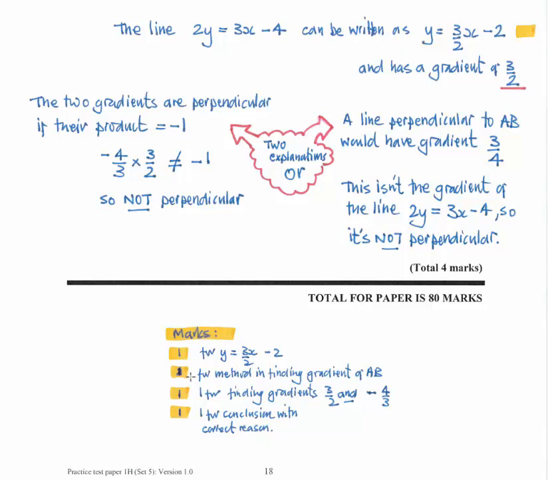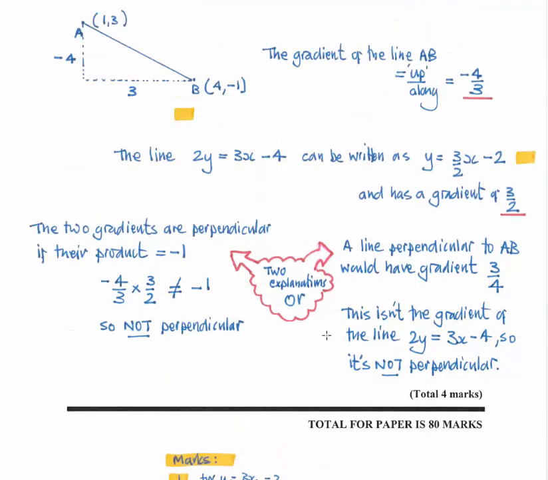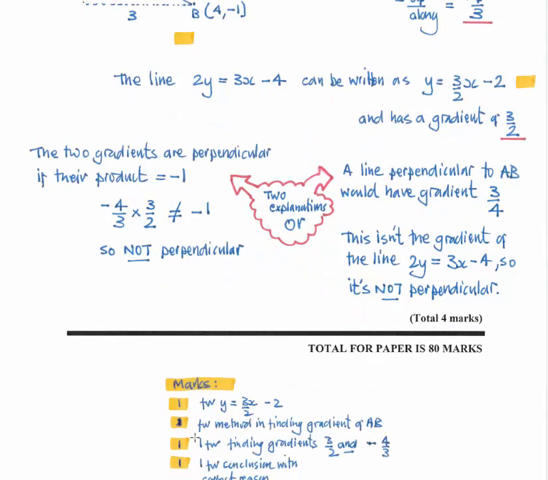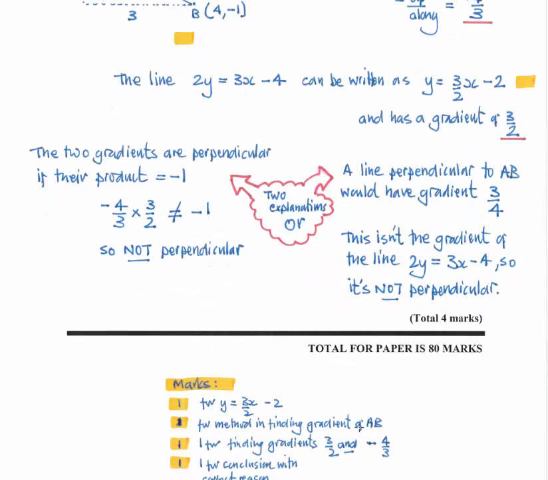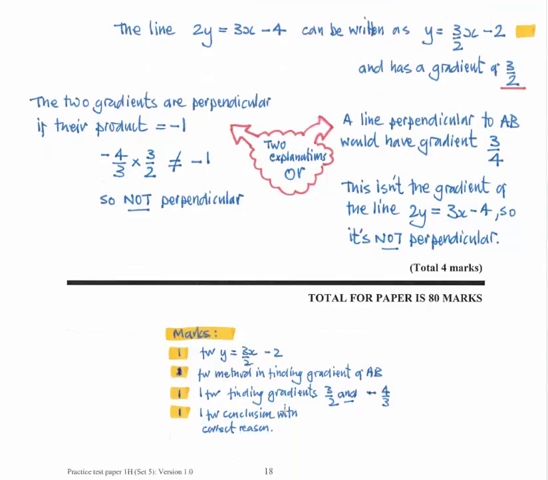So, one more time. 1 mark for changing that to an equation, y equals 3 over 2 x, or 3x over 2 rather, minus 2. 1 mark for a method of finding the gradient. 1 mark for finding the gradients of the two lines, that equation and that one. And 1 mark for the correct conclusion.